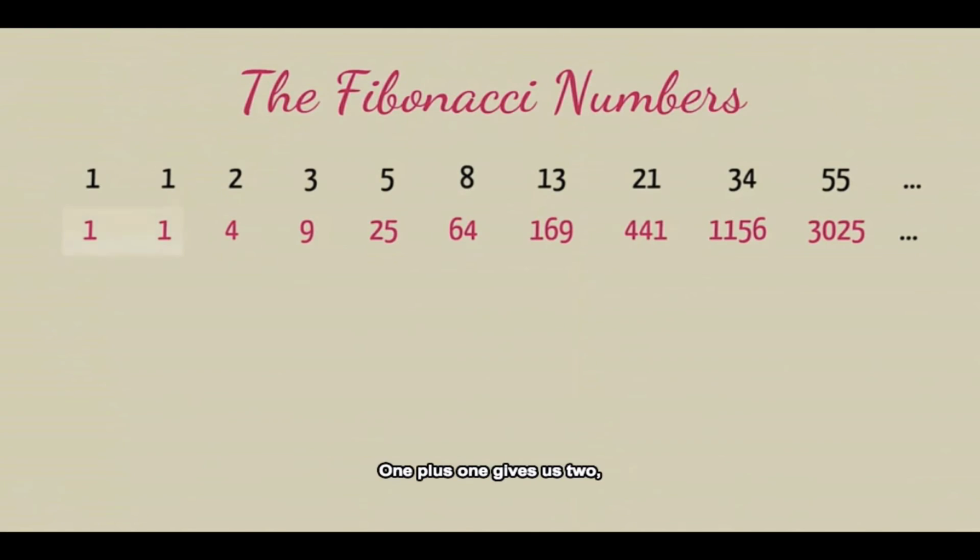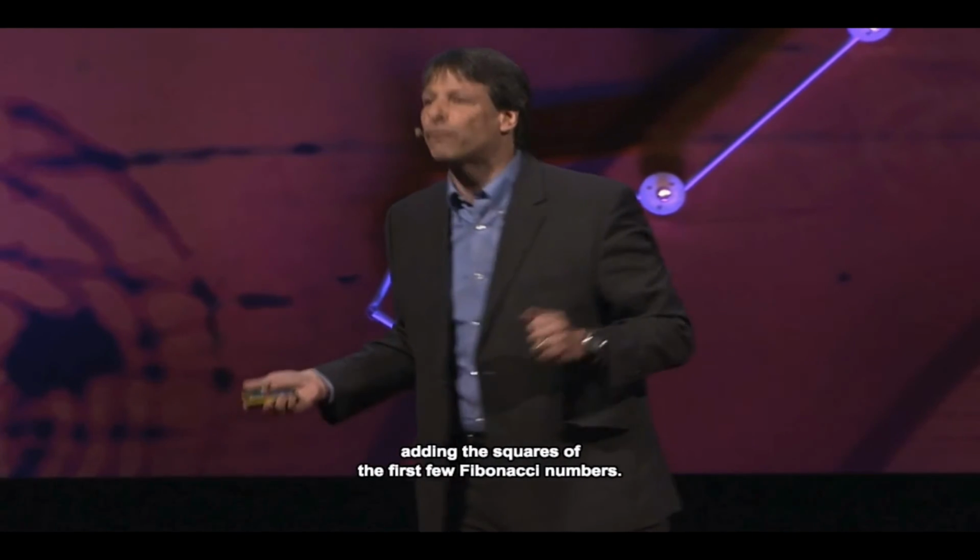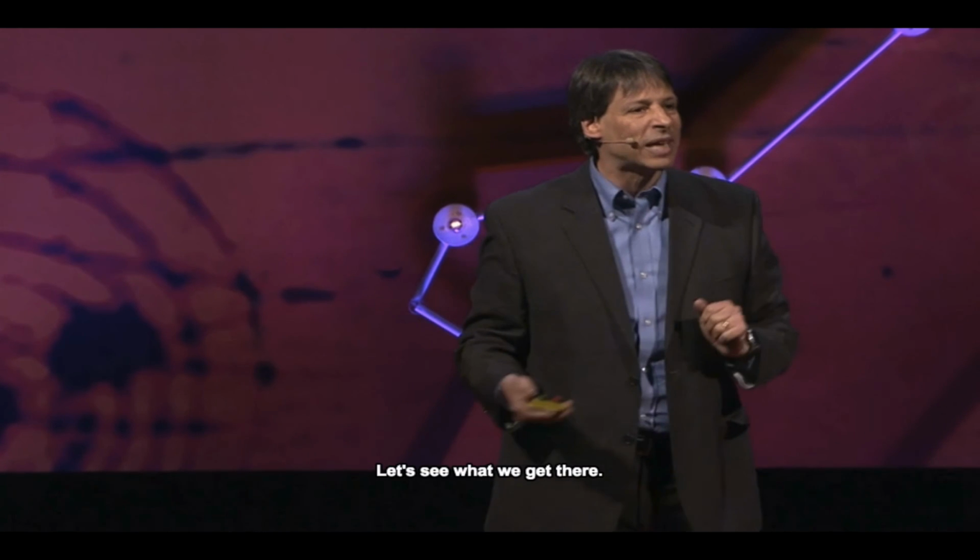But check this out. 1 plus 1 gives us 2, and 1 plus 4 gives us 5. And 4 plus 9 is 13, 9 plus 25 is 34, and yes, the pattern continues. In fact, here's another one. Suppose you wanted to look at adding up the squares of the first few Fibonacci numbers. Let's see what we get there.